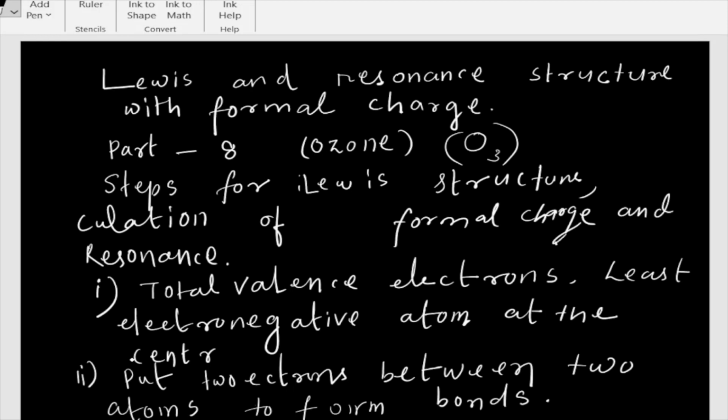Suppose sulfur dioxide, sulfur you will put at the center. Suppose nitrogen dioxide, nitrogen you will put at the center, because oxygen is more electronegative than sulfur and also than nitrogen. Now we will see how the bond is formed. When a covalent bond is forming, pairing of electrons takes place between two atoms. So we will put two electrons between atoms to form the bonds.